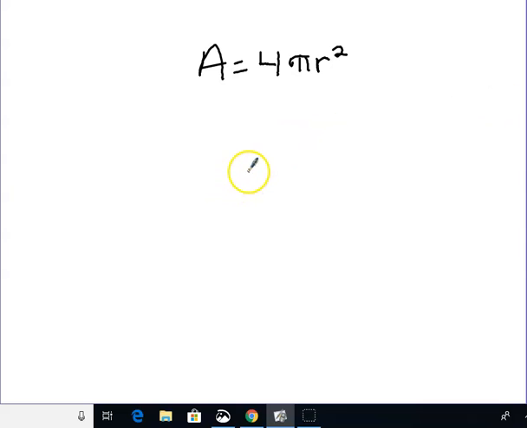Literal equations tend to show up on the SAT. Let's say we are solving for R. When you look at this problem, we see the R. That means we want 4 and pi across. We want to put it over here on this side, but you have to follow your operations. Technically, this is 4 times pi times radius squared.